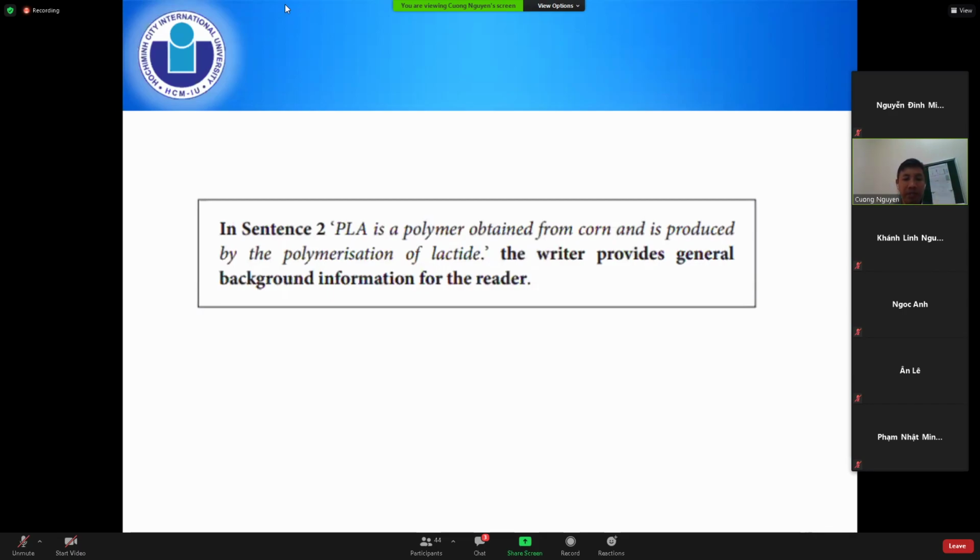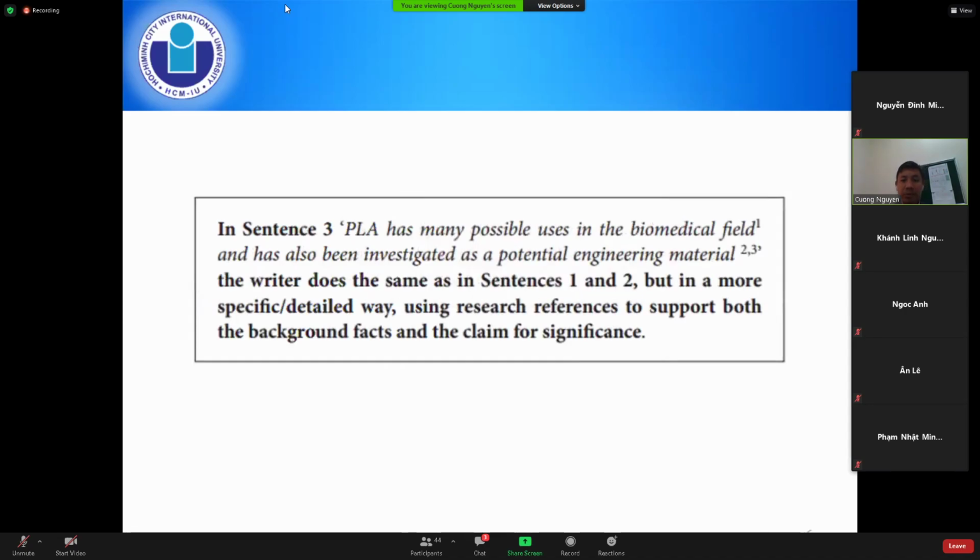Number 2, PLA is a polymer obtained from corn and is produced by polymerization of lactide. So here the writer provides general background information for the reader. So just additional information about the topic at hand. Number 3, like number 1 and 2, just provides some more background information on the topic and the claim for significance. PLA has many possible uses in the biomedical field and has also been investigated as a potential engineering material.